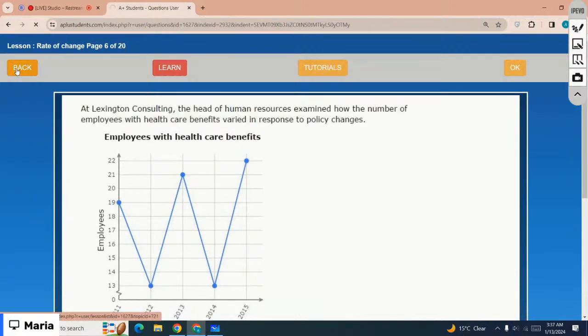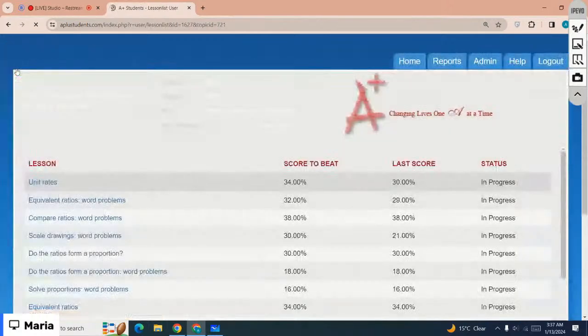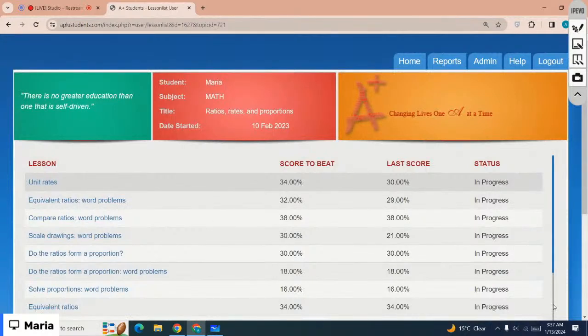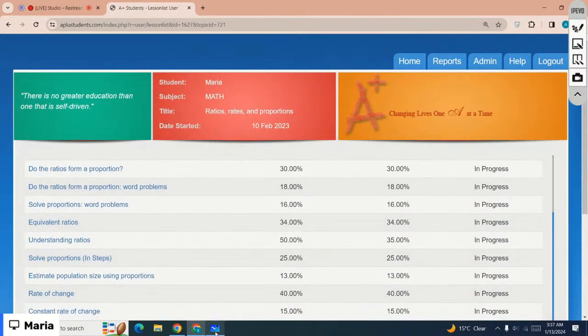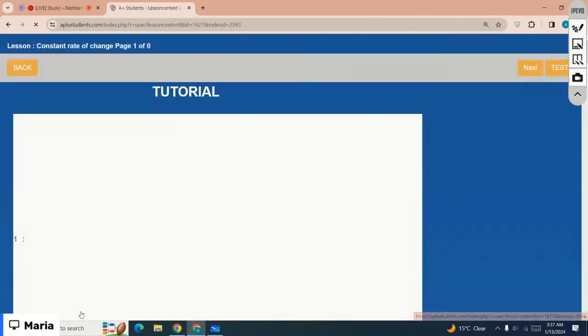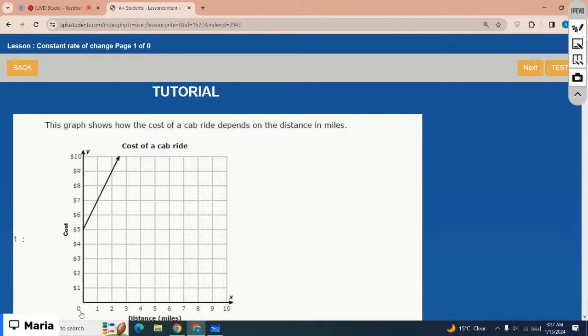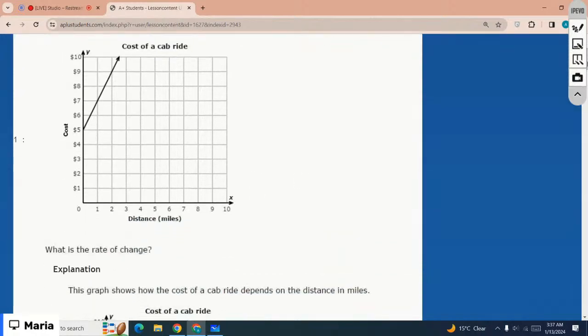So basically, whenever we talk about the constant rate of change, that is actually the slope. So let's just calculate the constant rate of change, right? This graph shows how the cost of a cab ride depends on the distance in miles, right? So what is the rate of change?